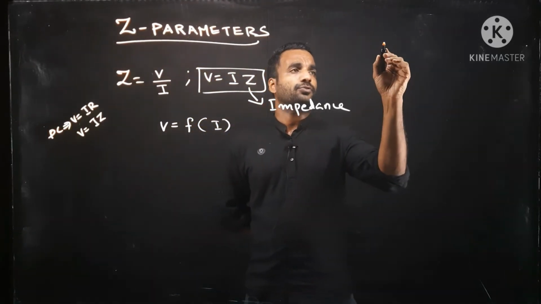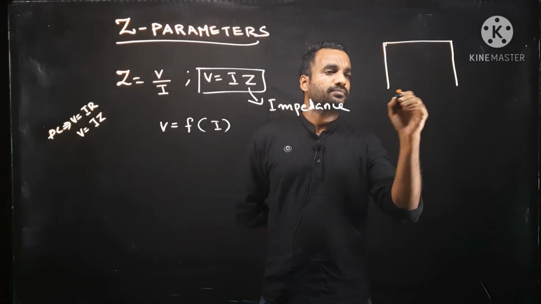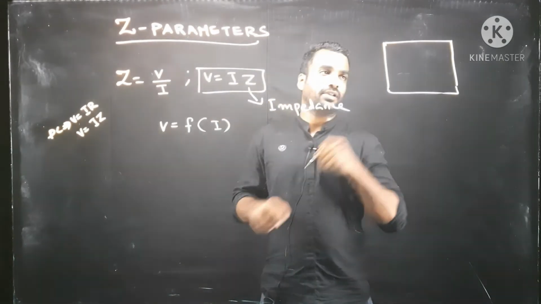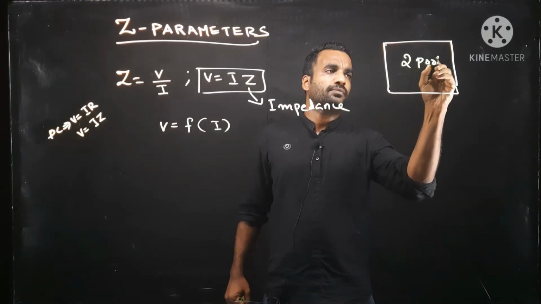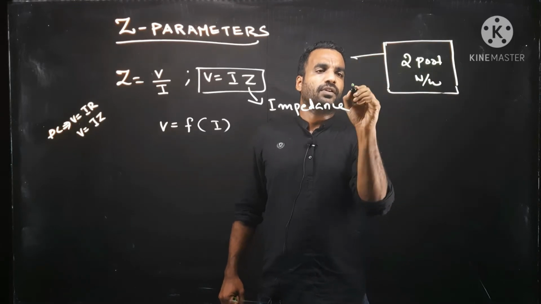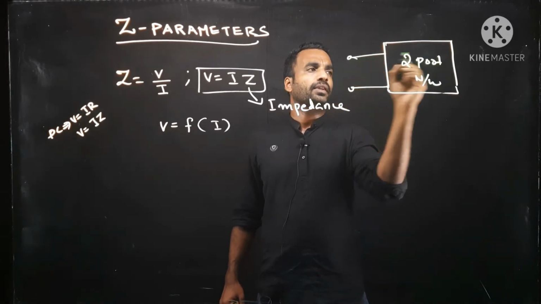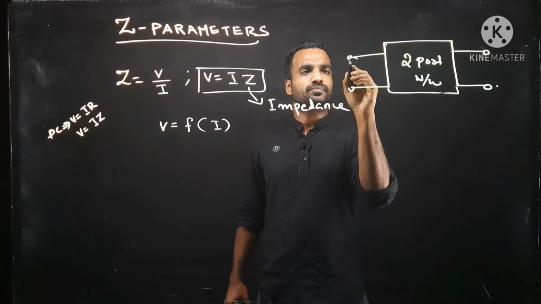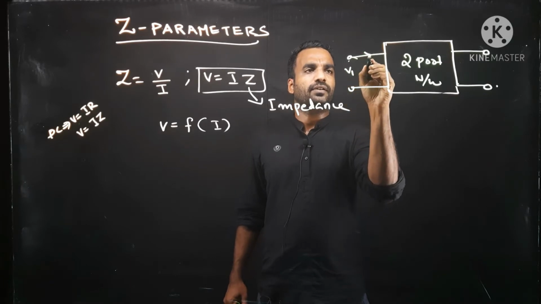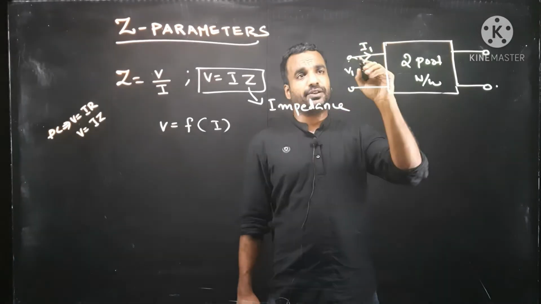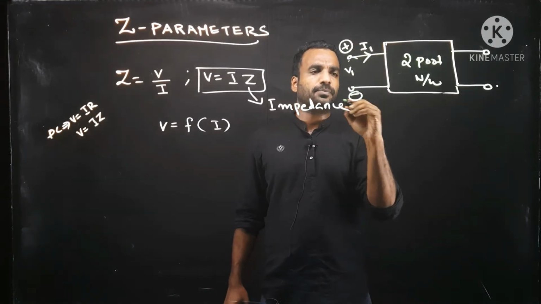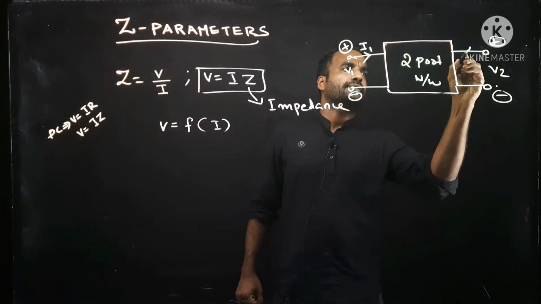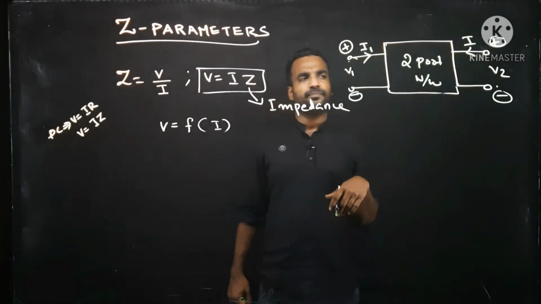Now let me introduce the two-port network. Z parameters are discussed in the case of a two-port network, where we have two ports. One is an input port and the other is an output port. In the input port, suppose we have a voltage V1. We may have a current I1 going towards the circuit, with plus polarity here and minus polarity here. On the output also, we can connect a voltage source and supply a current towards the network.